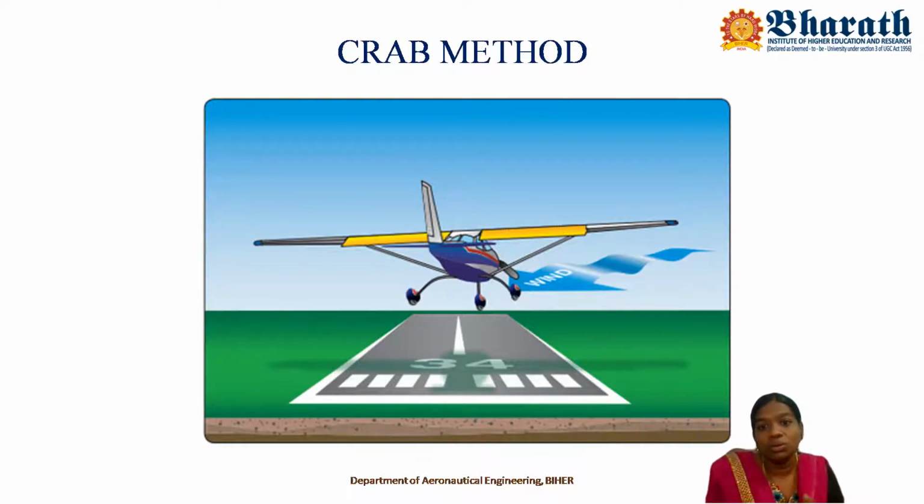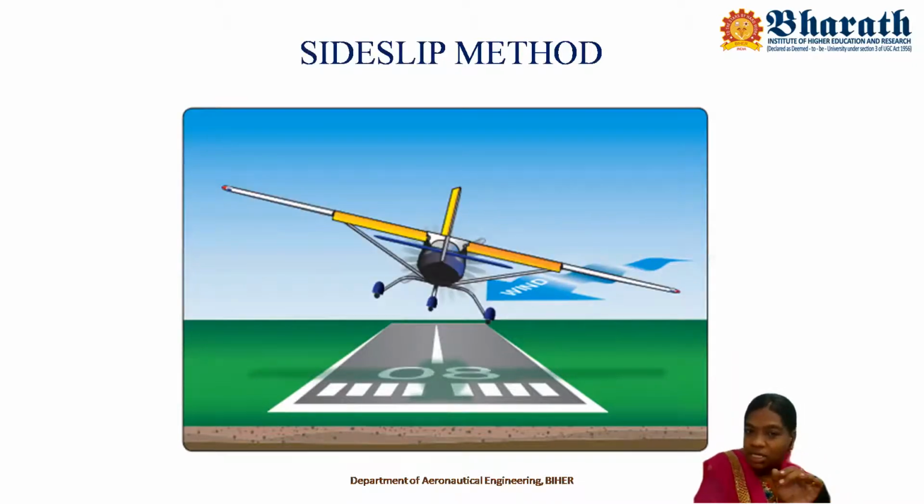Okay. So, crab method. In the crab method, the nose of the aircraft should point into the wind, and the wings must be level. So when you see the side slip method, you see here the wings are level, right? Whereas in the side slip method, what happens? The wings are not level. It is rolling in the direction of the wind. So keep this in mind.